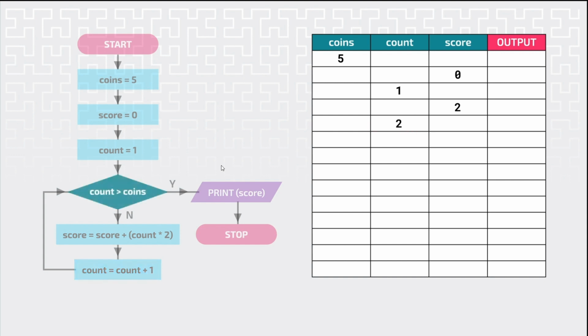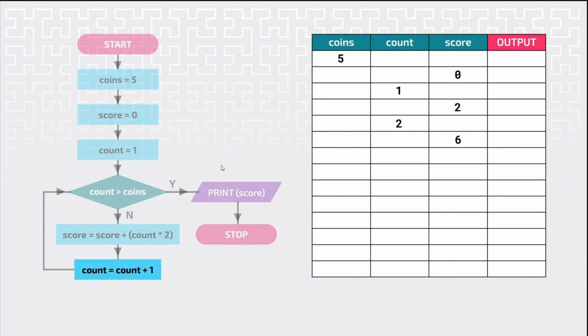Now our flow of execution loops back around to the decision symbol. Again, we need to check whether count is larger than coins. Count is 2 and coins is 5. So again, we follow the end branch. Score now increases again. Count is currently 2, which is multiplied by 2 and becomes 4. Score will now have the value of 2 plus 4, which is 6. We record this in our trace table.